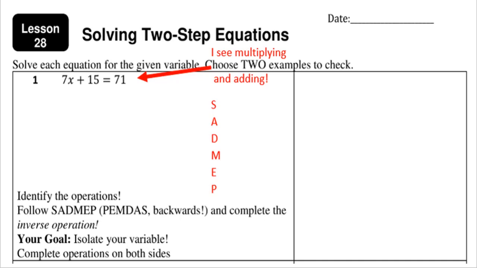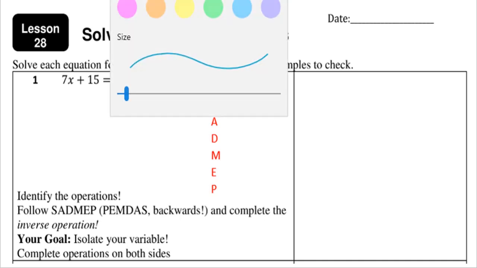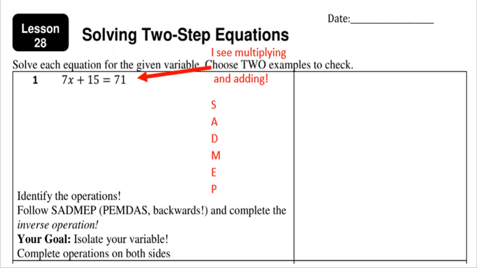So this is a very similar process to our one-step equations. Our first step is to identify the operations. Here I see multiplying and adding. Remember, multiplying is a little trickier to see because we don't always use a times sign. So if I have a variable and a number next to it, that's multiplying. So that's multiplying, and then there's adding.